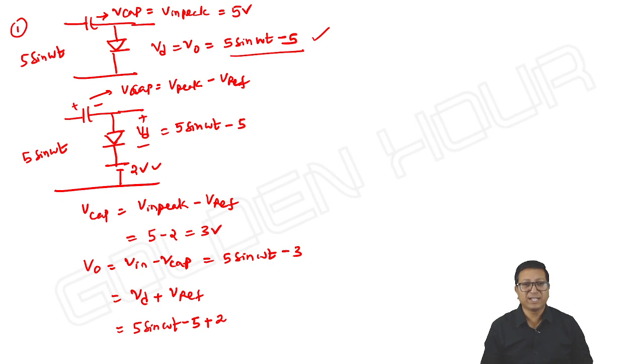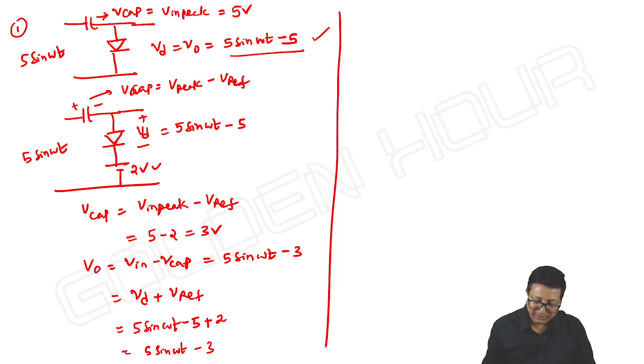And the internal operation, etc., that's a different story. Those are all for our better understanding. I hope you get the point. And we know how to write this output equation, right? 5 sine omega t minus 3. We know how to write this equation. And one more interesting point here: the reference voltage need not be positive.